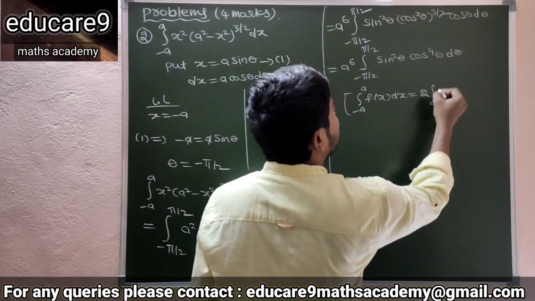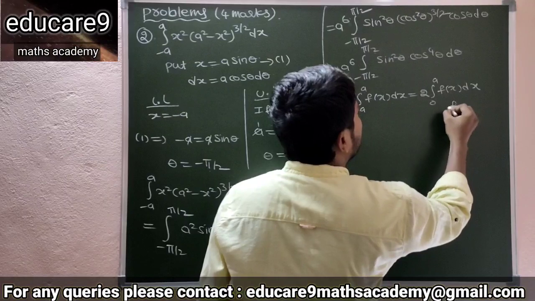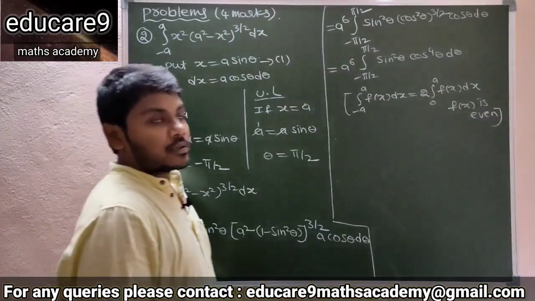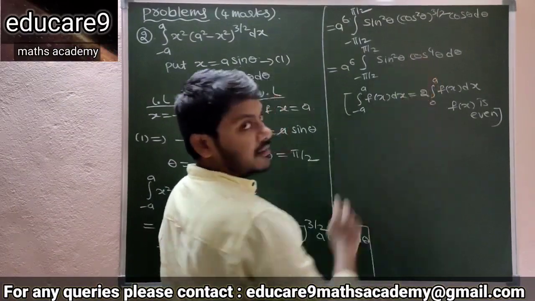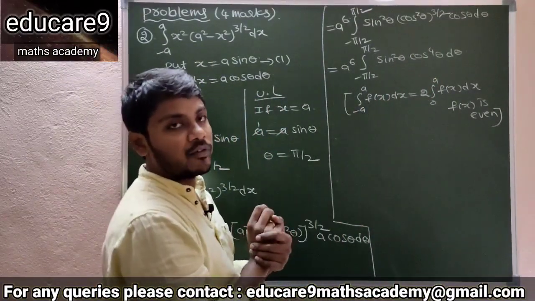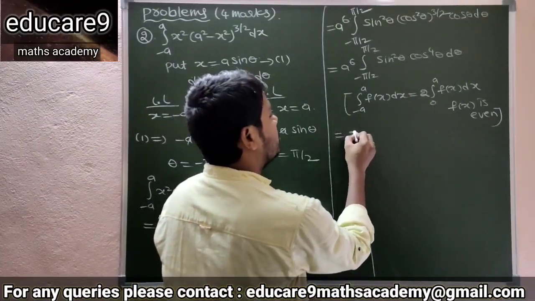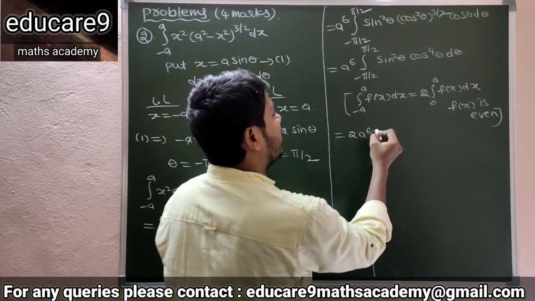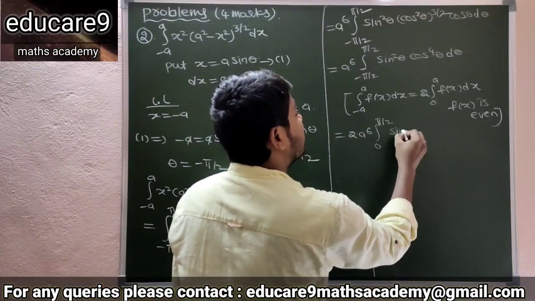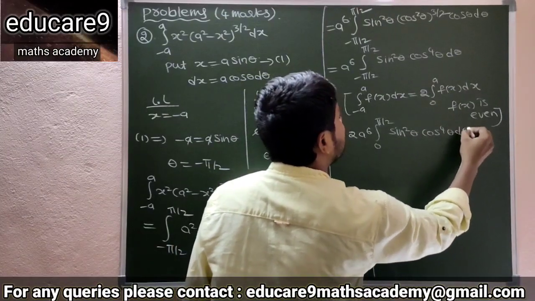2 times integral 0 to a of f of x dx. Here f of x is even. So clearly here both powers are even. So f of minus x is again f of x. So this is an even function. So this can be written as 2 into a to the power of 6, integral 0 to pi by 2 sin square theta cos power 4 theta d theta.